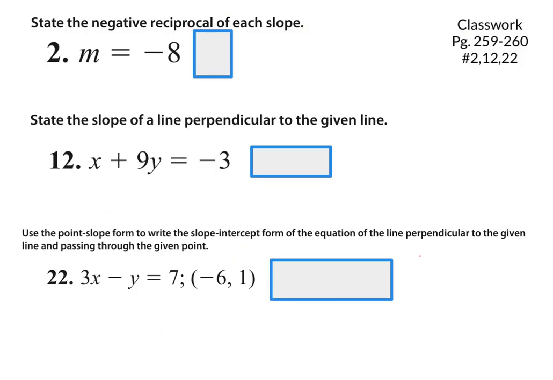All right. So I want you to try some of these. The first one, give me the negative reciprocal. State the slope of a line perpendicular. And then I want you to actually find the line that is perpendicular to that line.